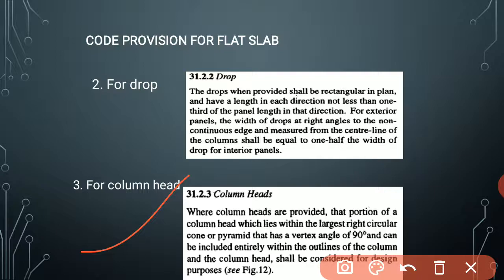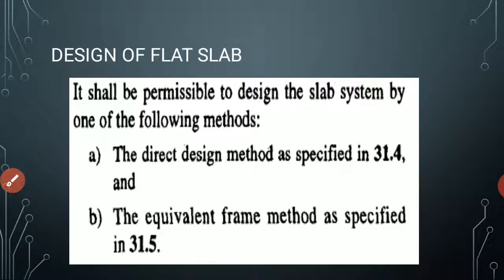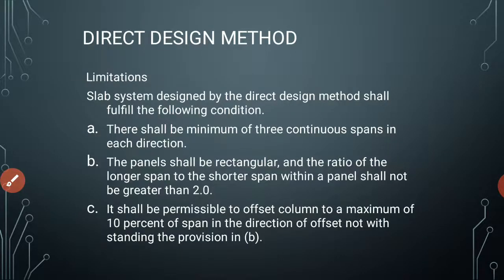the diameter of column head is usually about 1/4 to 1/5 of the average span length between the columns. The function of column head is to strengthen the slab against punching shear. When column heads are provided, the portion of column head which lies within the largest right circular cone with a vertex angle of 90 degrees, that can be included entirely within the column and column head, shall be considered for design purpose. Now there are some diagrams. I will show that first.